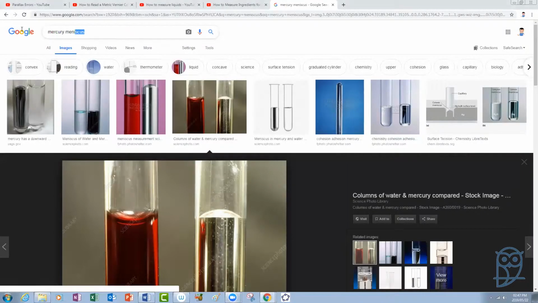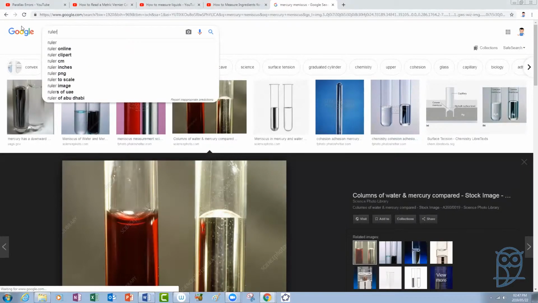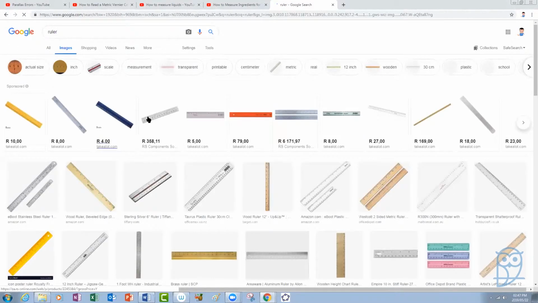What's a ruler? Okay, let's go back over here. A ruler looks like this.